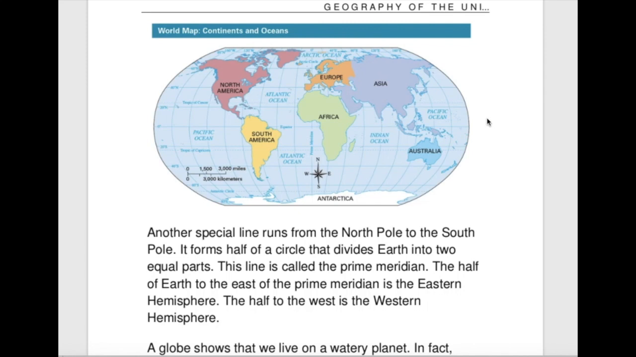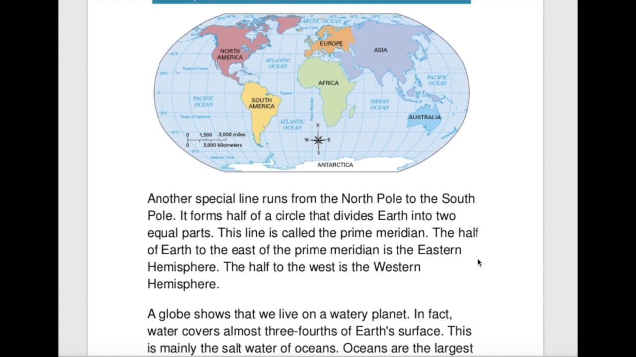Now this is a great map that you can refer to for the assignment that you have to accompany this reading. Another special line runs from the North Pole to the South Pole. So that was that line that I showed you earlier. It forms half of a circle that divides Earth into two equal parts. This line is called the prime meridian. The half of Earth to the east of the prime meridian is the eastern hemisphere, that would be this side, and the half to the west is the western hemisphere. So the prime meridian is in the middle. We have the western hemisphere and we have the eastern hemisphere.